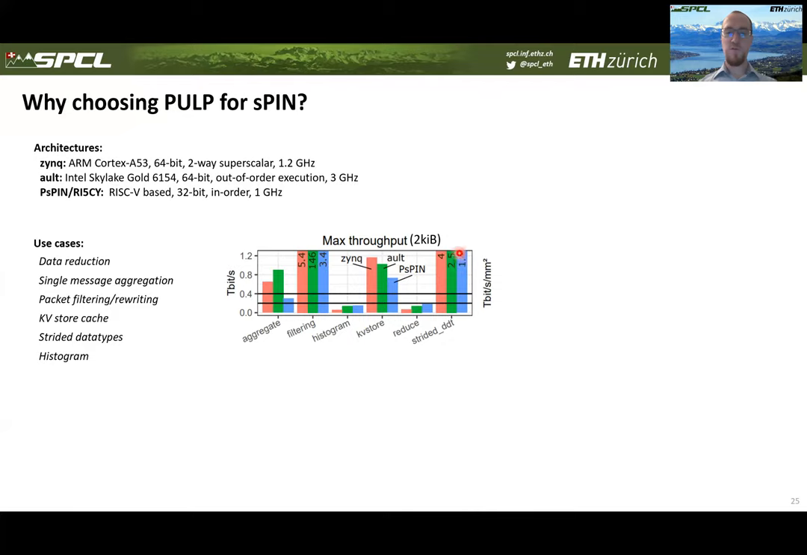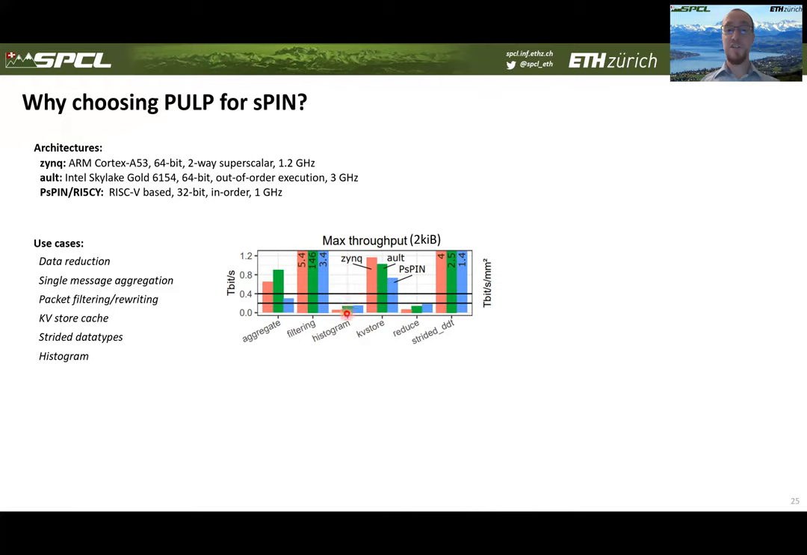So here is the maximum throughput for full processing of 2 kilobyte packets in terabits per second. The two lines I'm showing in this diagram are 200 gigabit per second and 400 gigabit per second. The red line is always the ARM implementation, the green line is the x86 implementation, the fast Intel CPU, and the blue line is our PSPIN implementation. You can see that in many cases, the absolute performance of the x86 and of the ARM CPU is actually higher, which is not surprising because it's a superscalar CPU and it offers out-of-order execution and a very fast clock rate.